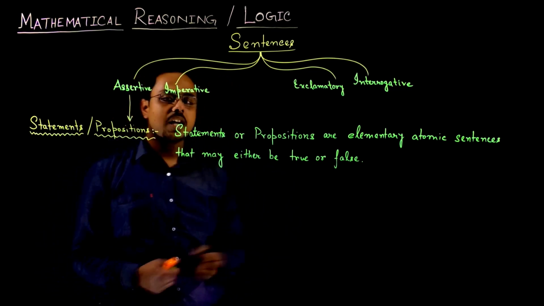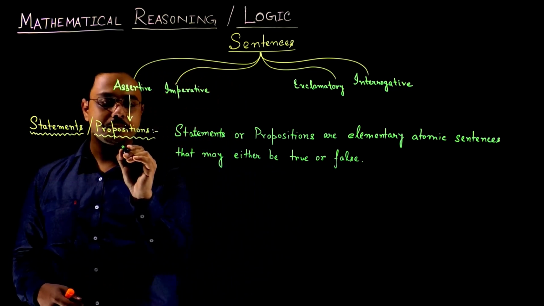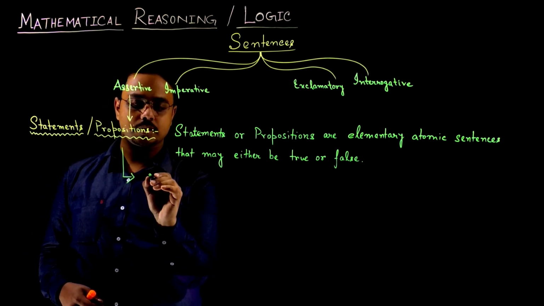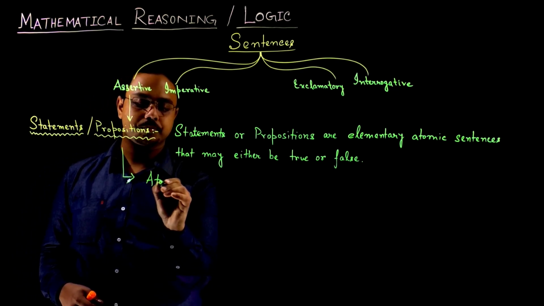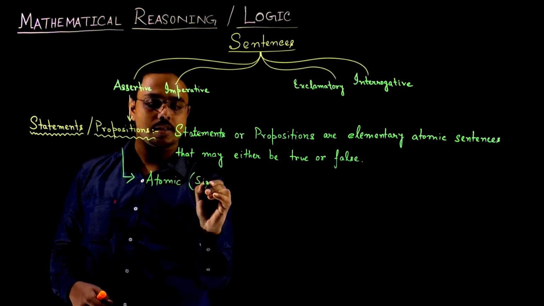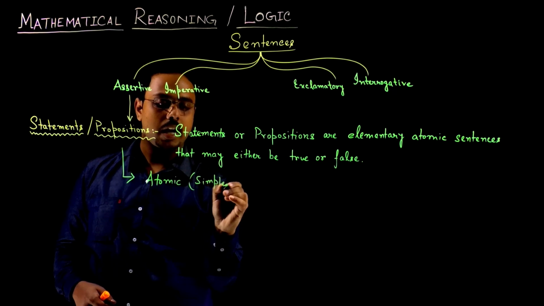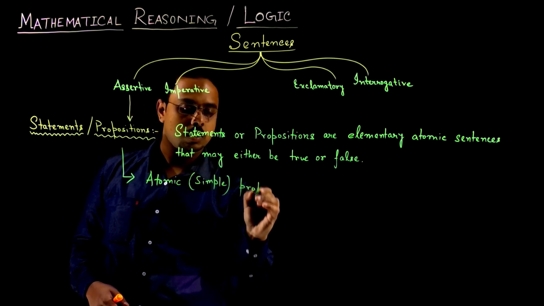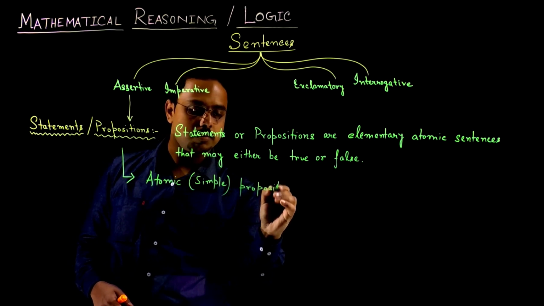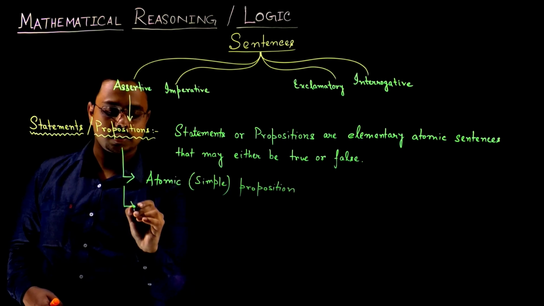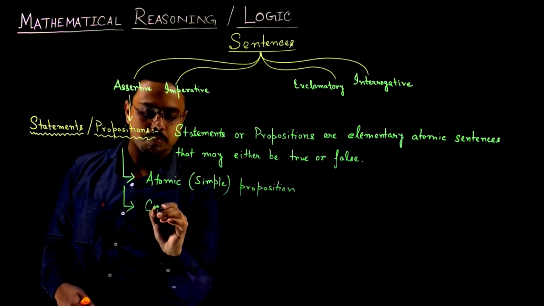There are mainly two types of propositions. One is known as atomic proposition, atomic also known as simple. Atomic means simple. Atomic proposition, and another is compound proposition.